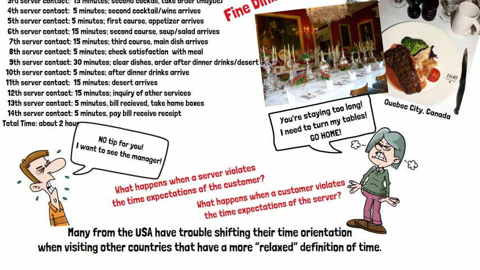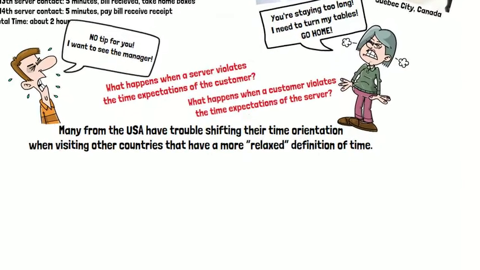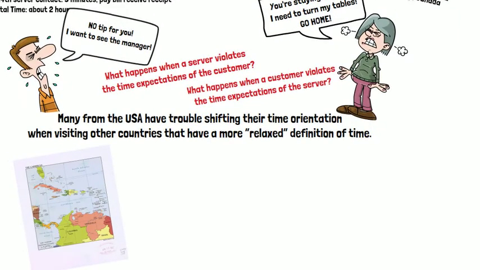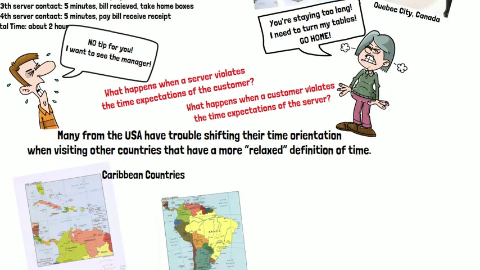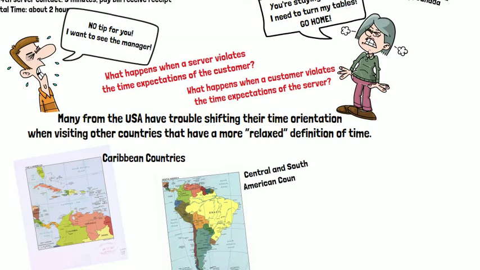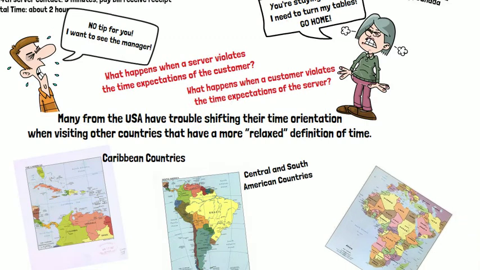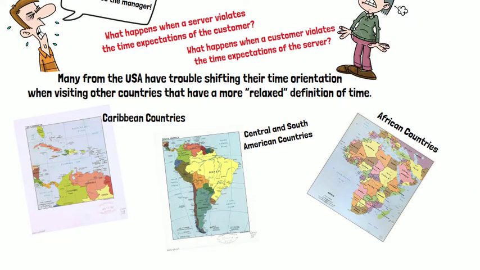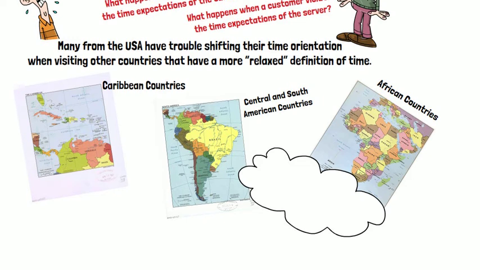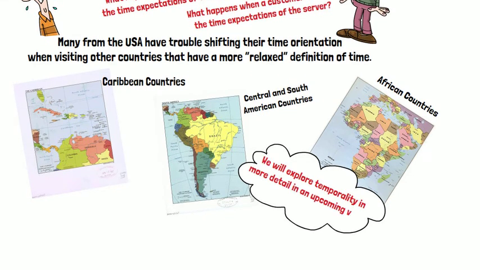When we start looking at time orientation, many people from the USA have trouble shifting their time orientation when they visit countries that have a more relaxed definition of time, like the Caribbean, Central and South America, Africa, and some Asian Pacific countries. So this is really an important one for us to understand, especially if we are traveling, but it also helps us here at home to recognize that not everyone has our same time orientation. We are going to come back to this in a later video and explore a little bit more deeply when we are looking at this time orientation.